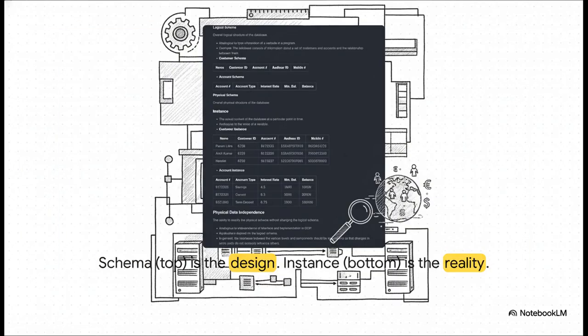Okay, let's make this real with an example. See the top part? That's the customer's schema. It's just defining the columns: name, customer ID, account number, that kind of thing. That's the structure. Then, look below. That's the customer instance. That's the actual data, Pawan, Ankit, and Nandini. That's the data as it exists right now. So, schema is the design, instance is the reality.